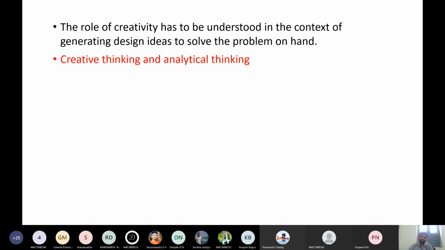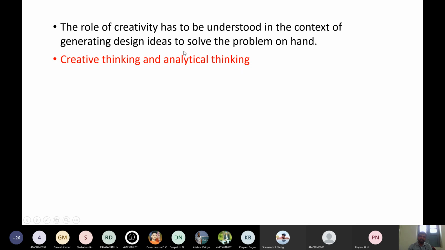In a simple way, you can say, in creative thinking, we don't worry much about the feasibility of the solutions, whether it is workable or not. We don't think about whether your ideas can be implemented or not. That we don't think in case of creative thinking. We go on generating ideas. That is creative thinking.